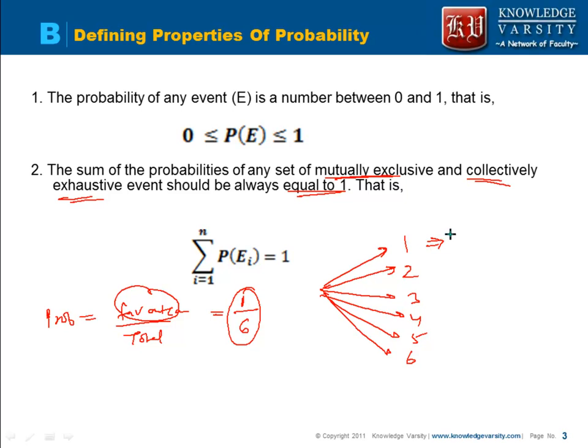So what we can say is this probability is 1 by 6. This also is 1 by 6, and so on. Each of these has a probability of 1 by 6. So the total probability comes out equal to 1. So the sum of the probabilities, combined, should be equal to 1.